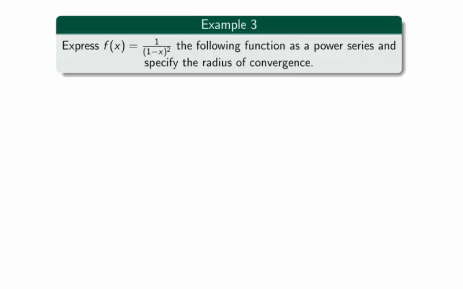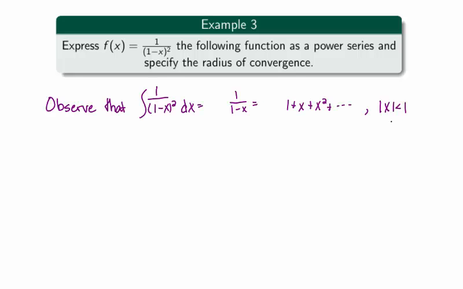Example 3. Express f of x equal to 1 over 1 minus x squared as a power series and specify the radius of convergence. The main technique with such a problem is to hope that maybe you are able to either express the derivative or the antiderivative of the given function as a power series. If you can do that, then you can apply the previous theorem to obtain a power series expansion for the given function. Observe here that the integral of 1 over 1 minus x squared dx equals 1 over 1 minus x, which equals the sum n equals 0 to infinity of x to the n, which equals 1 plus x plus x squared, and so forth, where the absolute value of x is less than 1.